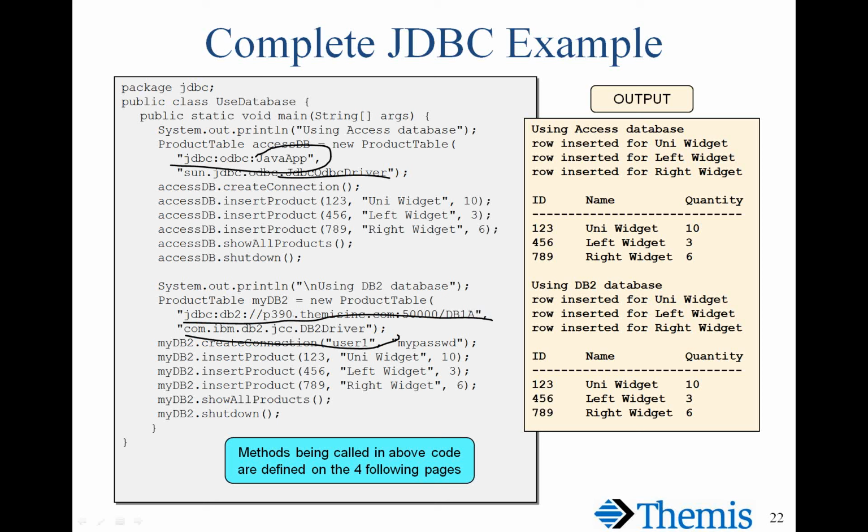This entire application is driven by a class called ProductTable, which appears over the next 3 slides. ProductTable is a data access type class. It encapsulates the data access, and it supports these kinds of methods. This is our variable that reflects the product table object that's being instantiated with this constructor call and pass the database URL and driver name.